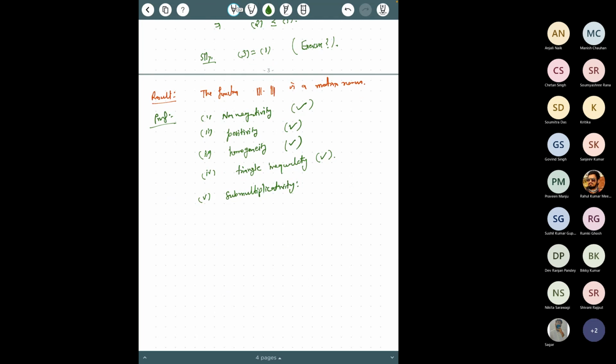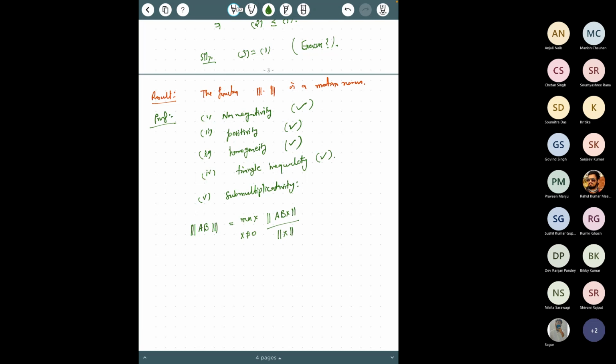So let us check. Okay, so how to do that? In order to check the submultiplicativity, I will look at this product. By definition, what it is: max of x non-zero, norm of Bx divided by norm x, right?